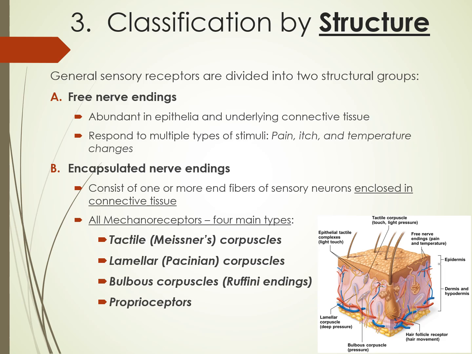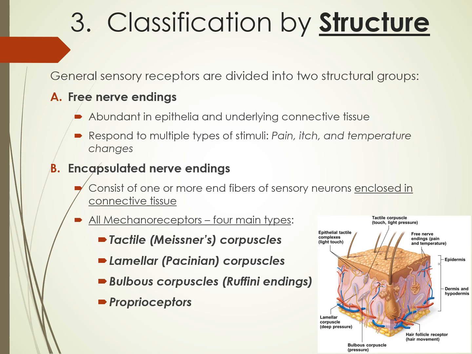So we've already talked about two of the types when we were talking about the integumentary system, and hopefully they ring a bell: the tactile corpuscle or Meissner corpuscle, and the lamellar corpuscle or Pacinian. Those two we've already talked about, but then we also have bulbous corpuscles or Ruffini endings. They're kind of a weird name. And they're similar to our other two types.